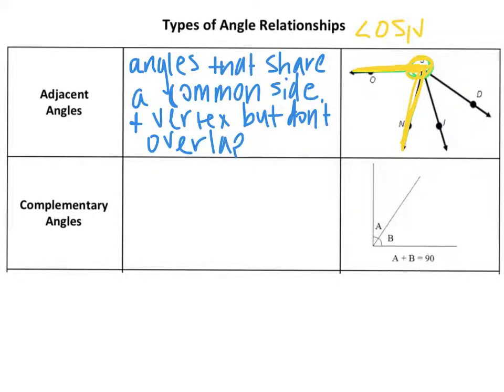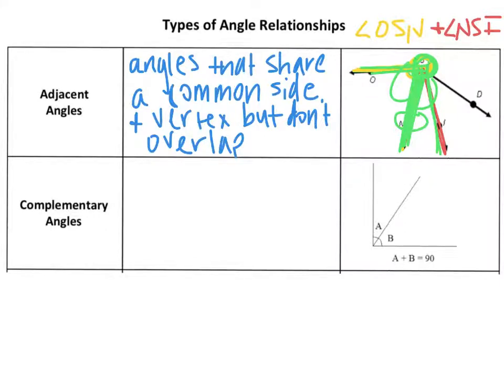And then our next angle that would be adjacent to angle OSN would be angle NSI. So angle NSI would be adjacent to angle OSN. Notice that the reason why is because they share that common vertex and they share this common side of the line N. Okay, so that tells us that these angles right here and here are adjacent because they're side by side.